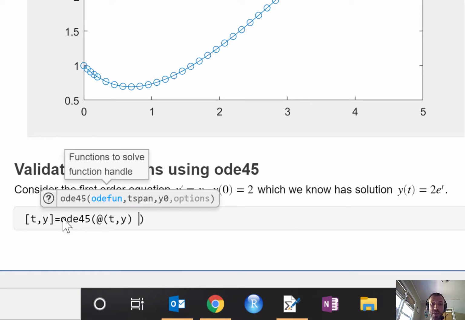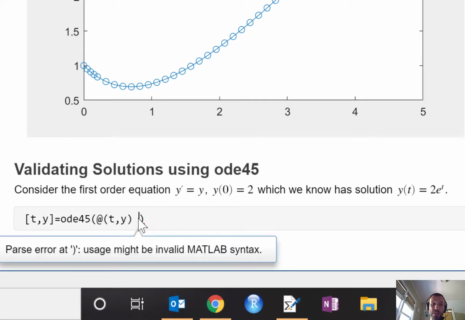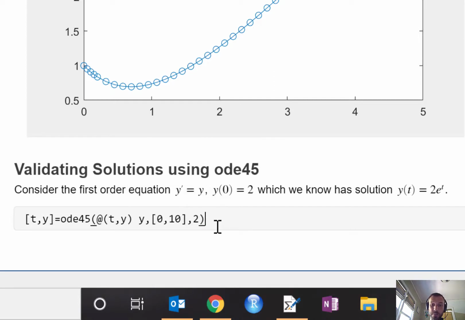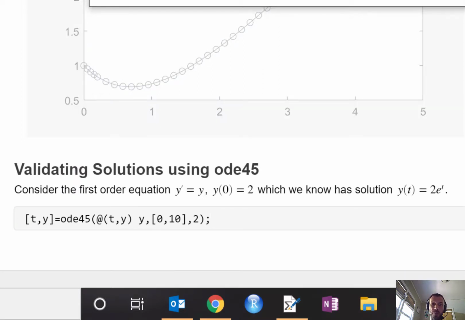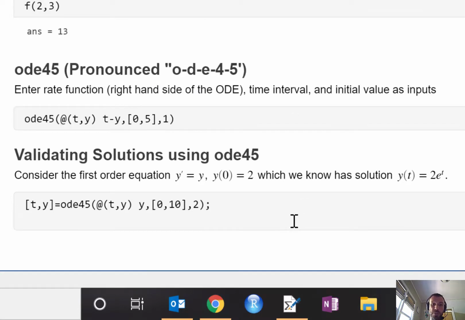And I want to point out here that even though our rate function in this problem is just y, it doesn't involve t, you still have to define the rate function as a function of these two variables for ode45 to work properly. What time interval are we going to use? I'm going to use 0 to 10 in this case, and our initial condition is now 2. I don't want to see these solutions. They're just going to be these really long vectors. So now when we run this command, we'll see the plot as before, and now we'll have those two vectors t and y stored for future use.